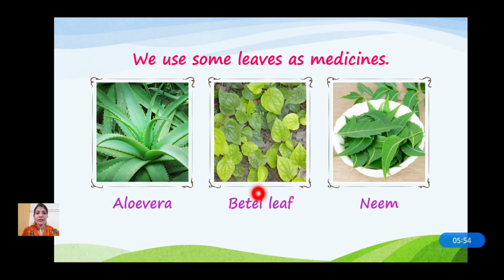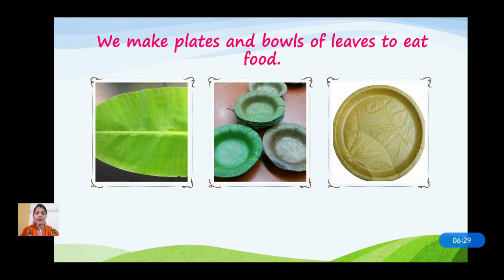Betel leaf means, after eating, some people eat pan. Yes, that pan is made up of betel leaf and it is very good for your digestion. And neem. Now, chicken pox. When you have chicken pox, these neem leaves are crushed, and then the paste is applied to the small measles which appear on your skin, and which is very helpful to kill the germs on chicken pox. That's why this neem is used, and it keeps the germs away from you. So these are some examples of medicines.